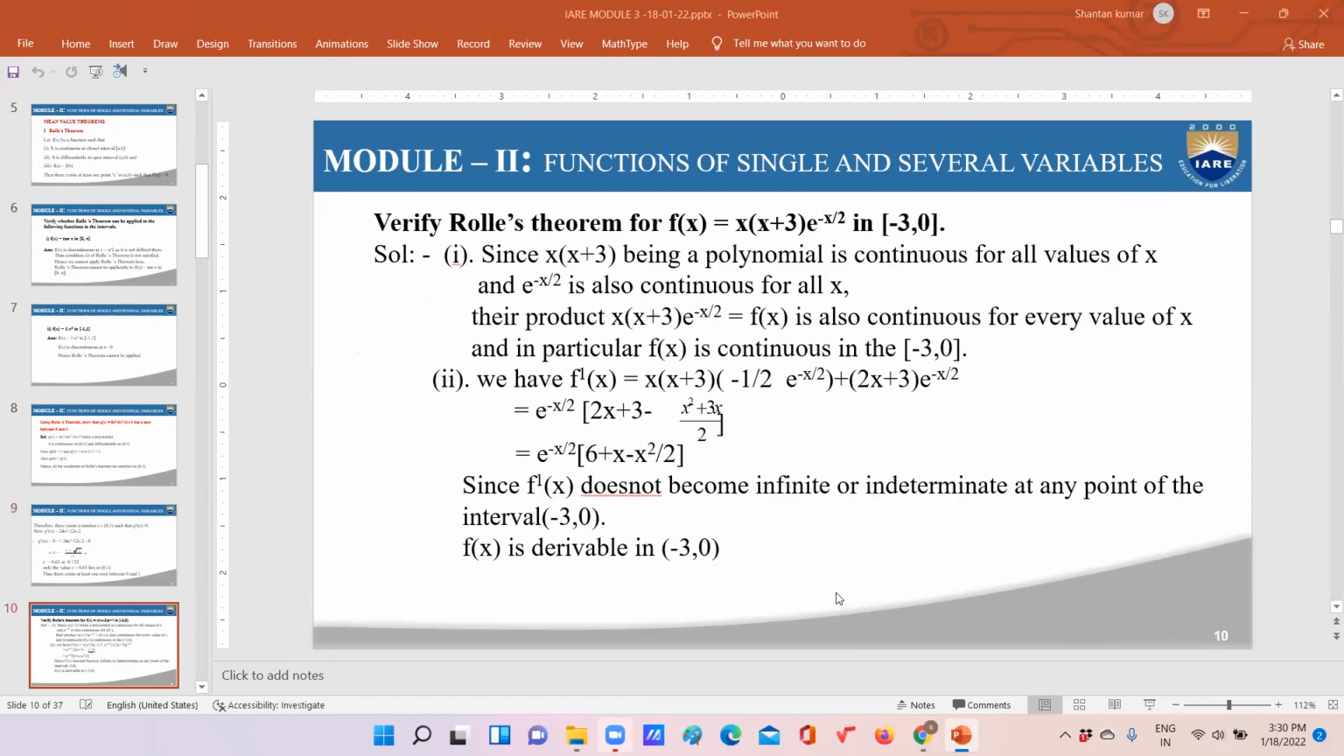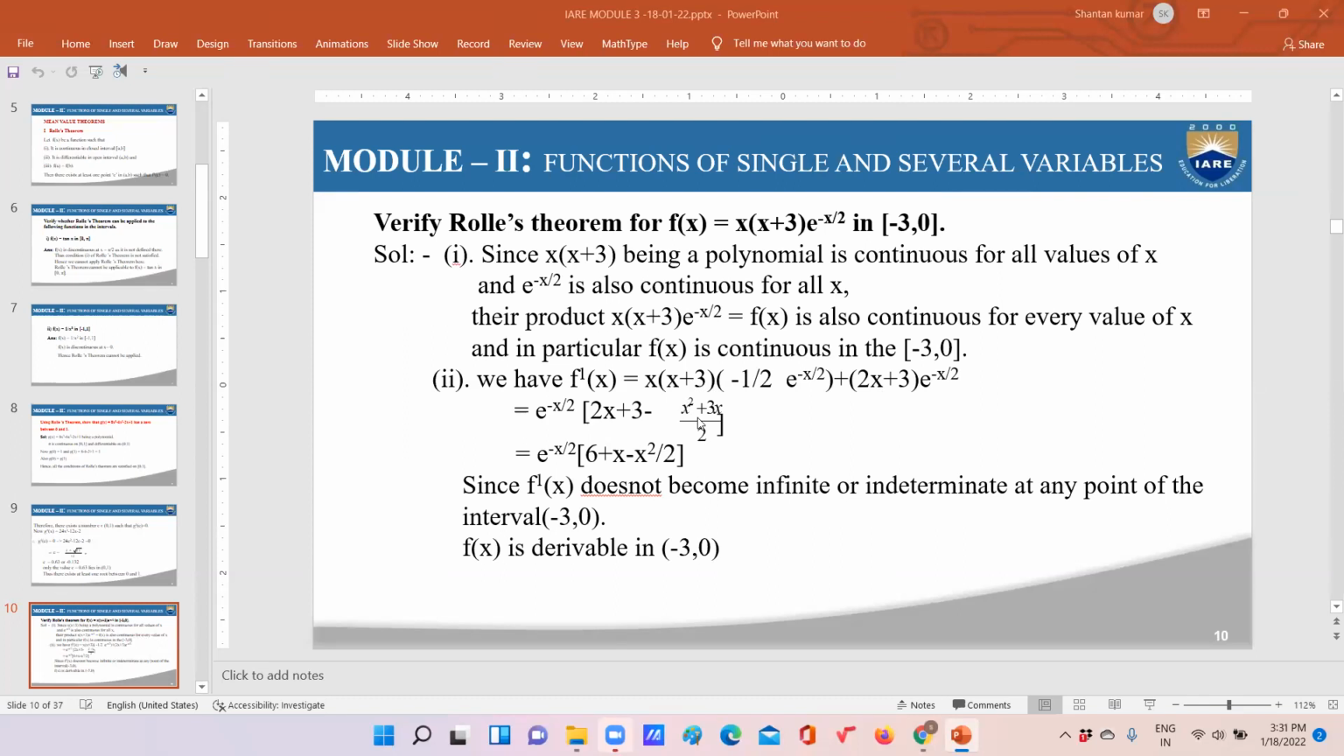Okay? Now, here also, verify Rolle's theorem for the function f of x equal to x square plus 3 into e power minus x by 2 in the interval minus 3 comma 0. Here, two properties are involved: one is the polynomial function, and the second one is the exponential function. The polynomial function is a continuous function, as well as the exponential function is also a continuous function in the given interval minus 3 comma 0. And the product of the polynomial and exponential is also automatically a continuous function.